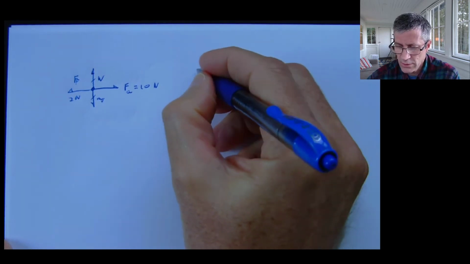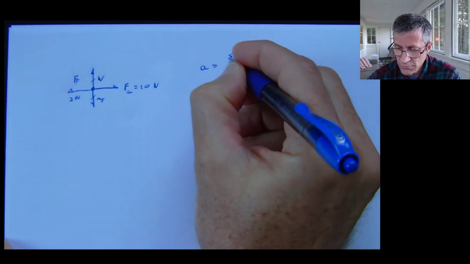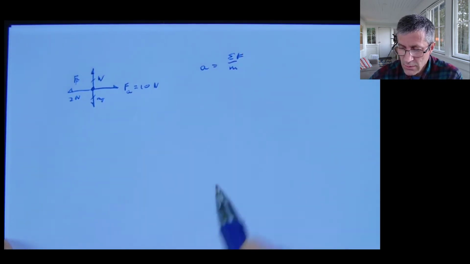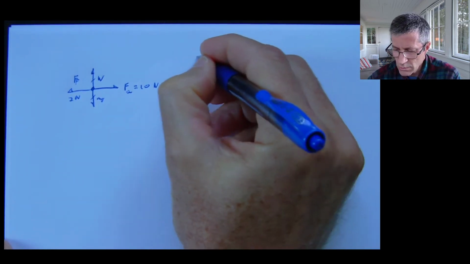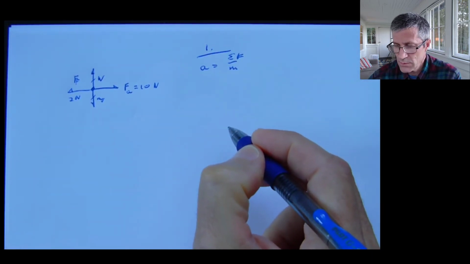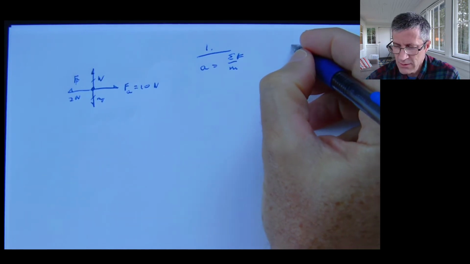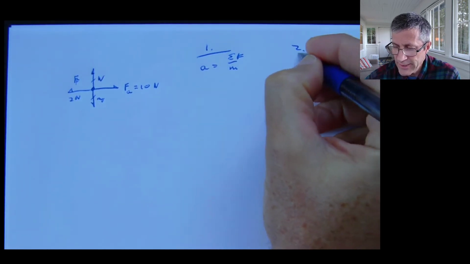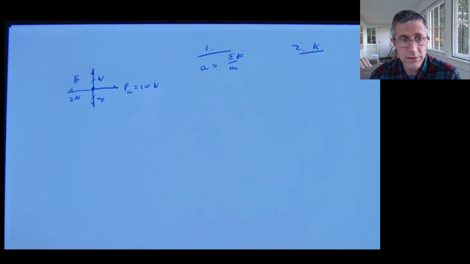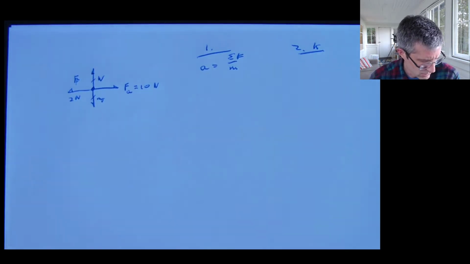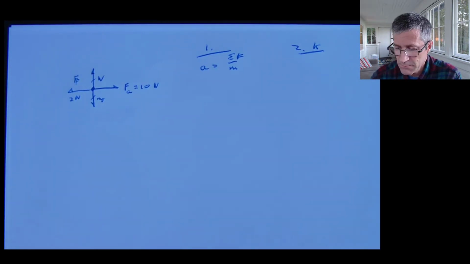So I'm going to use Newton's second law. Acceleration is the sum of the forces over the mass. And so this is the first step I'm going to do. So I'm going to work through with forces to get to acceleration. And then the second step, I'm going to use my kinematics equations, my motion equations, to figure out whatever the answer is I'm looking for. So how far did it go in 10 seconds?